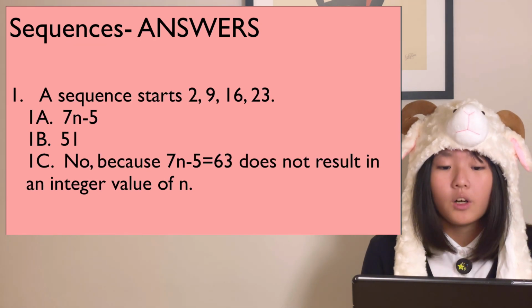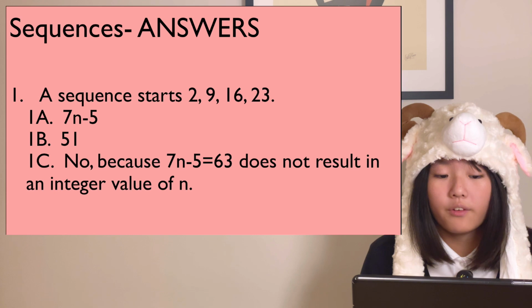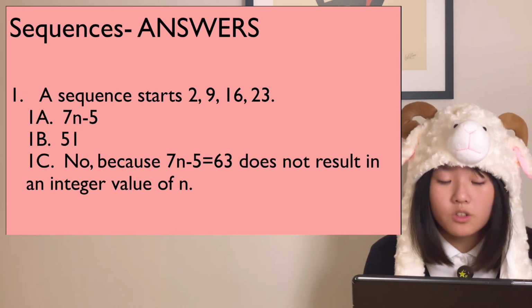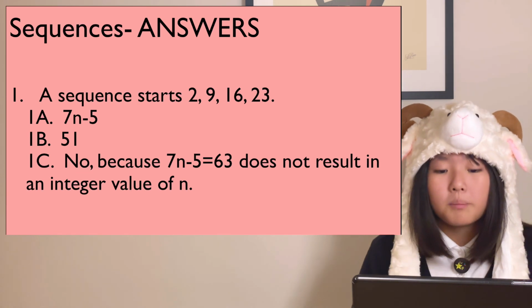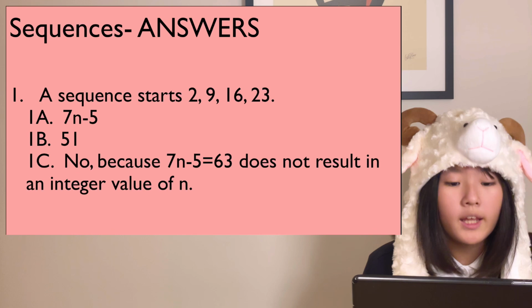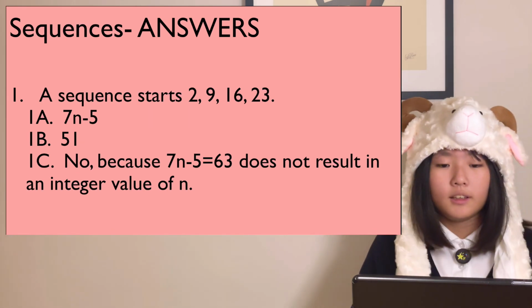The answers are, the expression is 7n minus 5. The 8th term is 51, and 67 is not in the sequence because 7n minus 5 equals 67 does not result in an integer value of n.